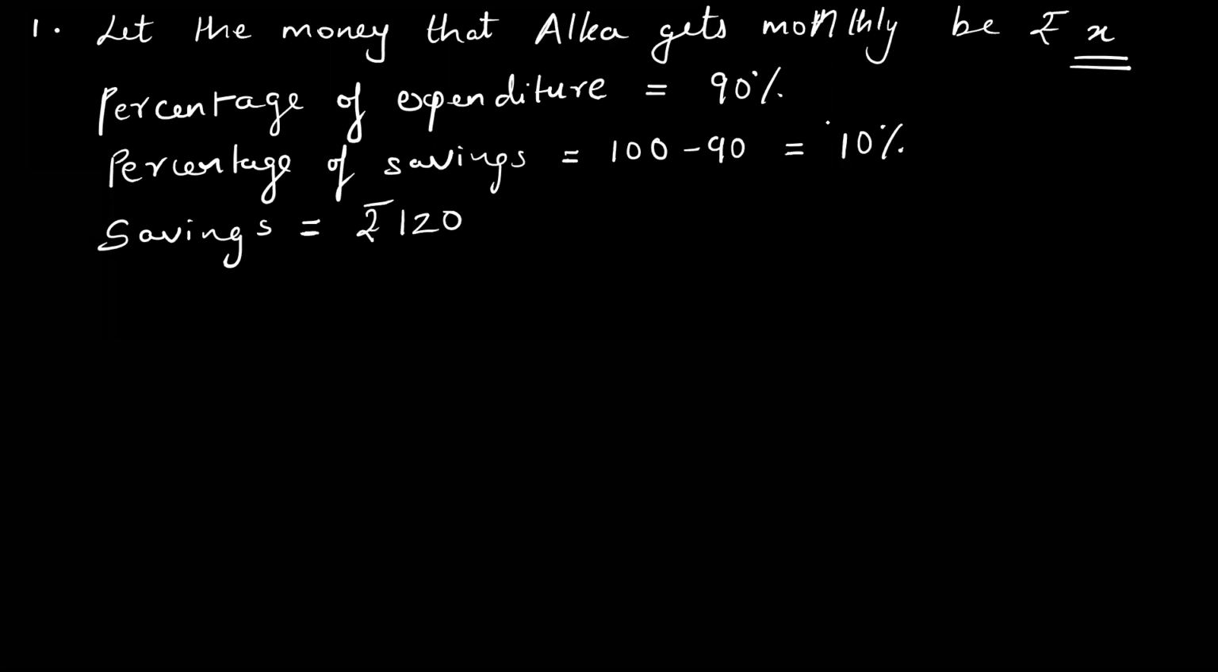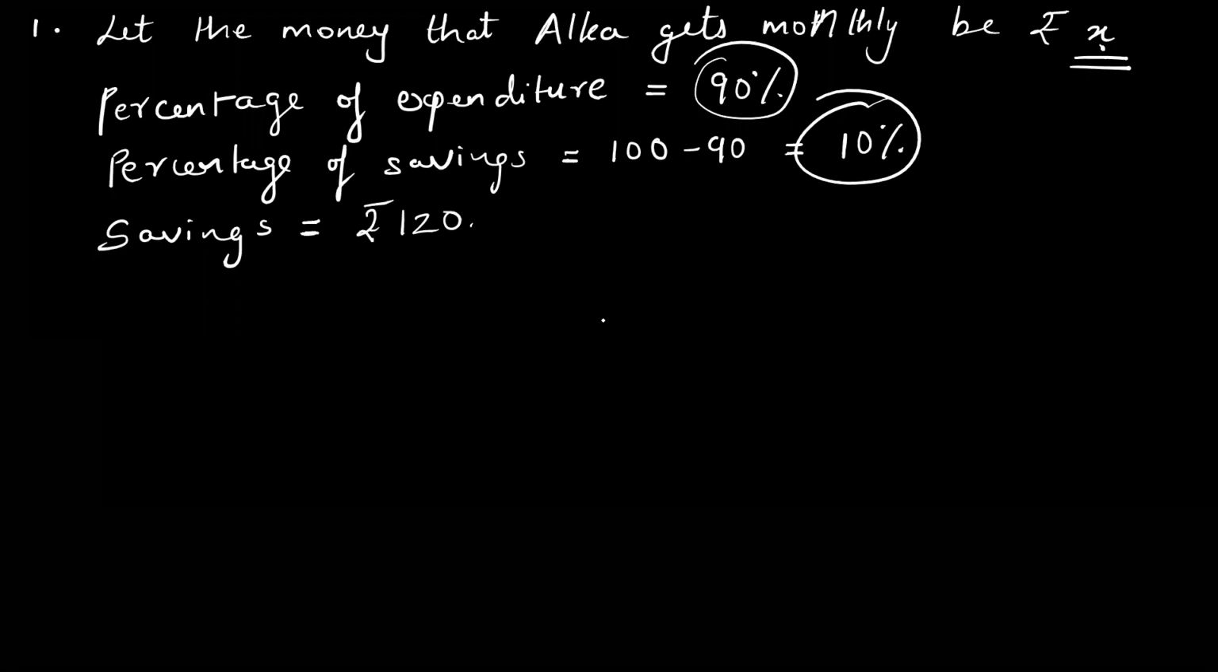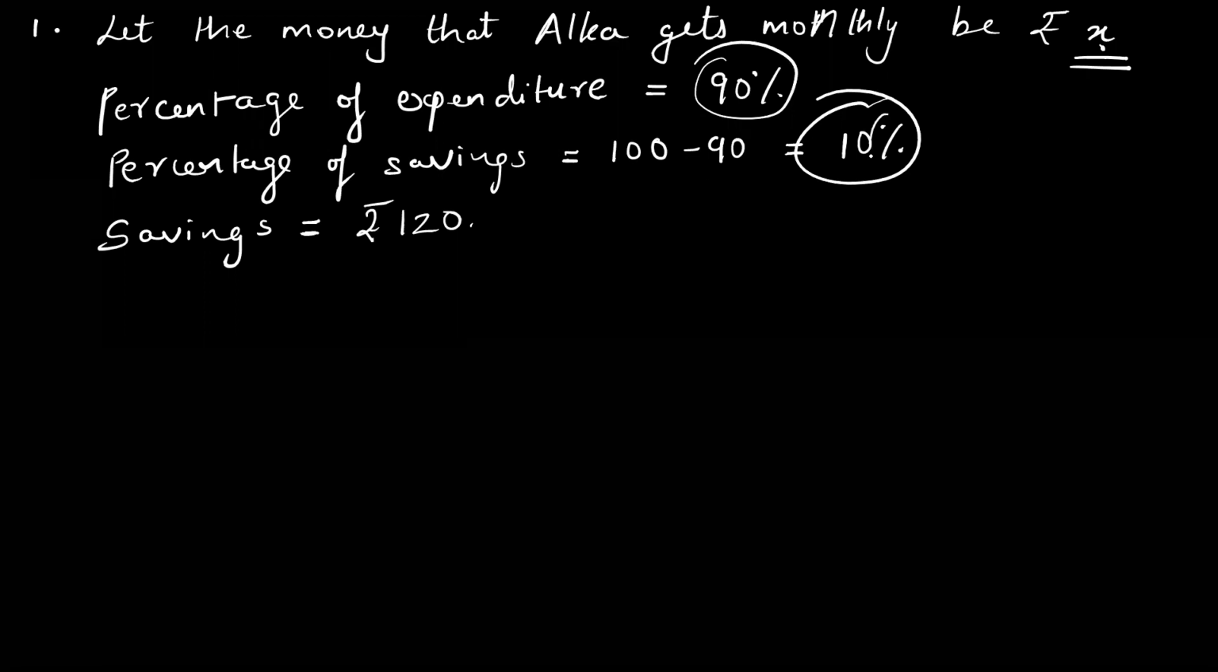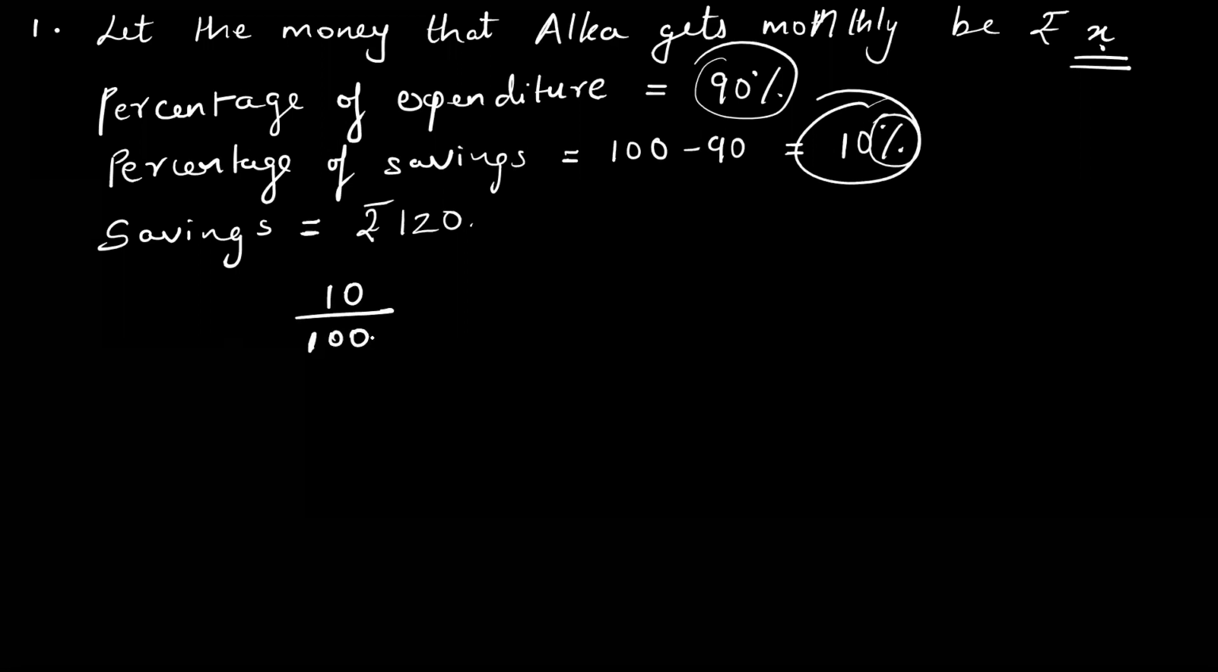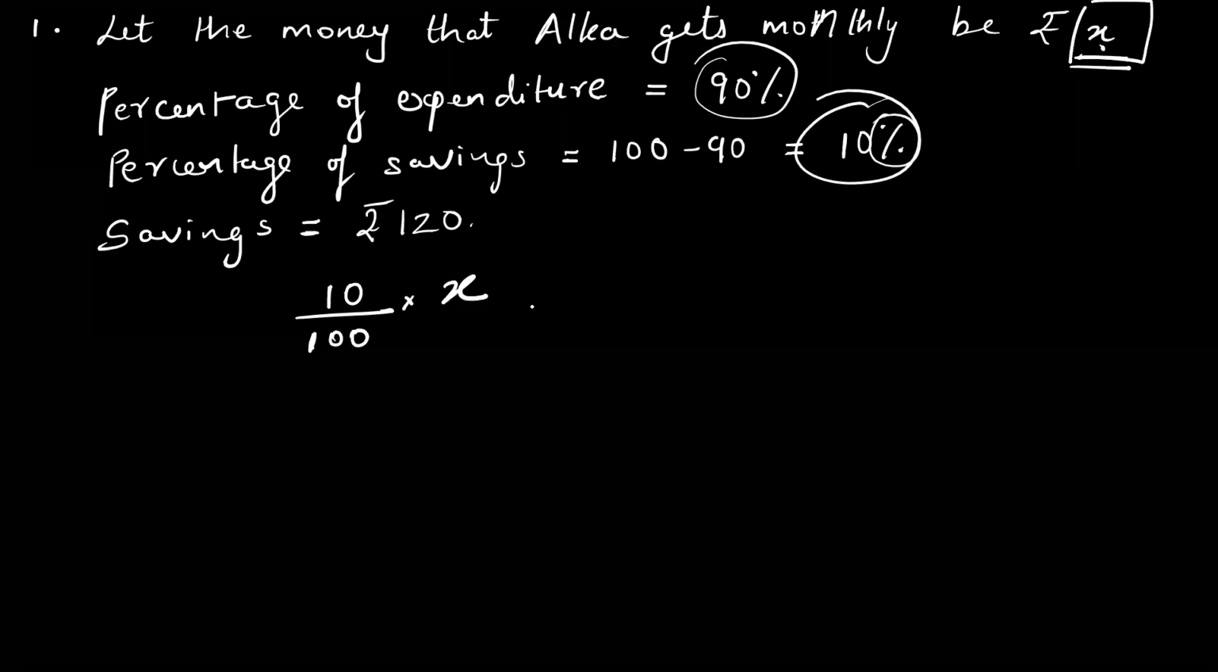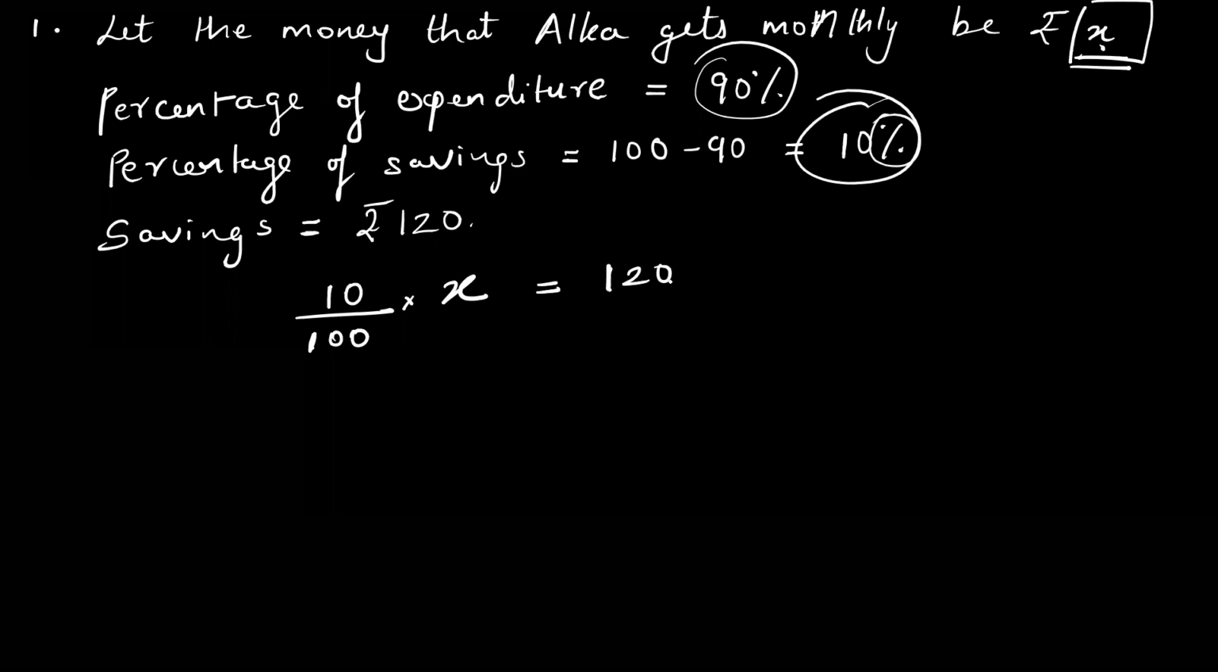Now let us use this. I asked you this question before also, Harshit. Is 90% of income 120 or is 10% of income 120? 10%. Now remember one thing. Whenever we see percentage, percentage means upon 100. So 10% means 10 upon 100. This 10% is of what? Of income. Whatever she earns, 10% of that. So we'll write 10 upon 100 into X is equal to 120, the savings. This is the equation that you should get.